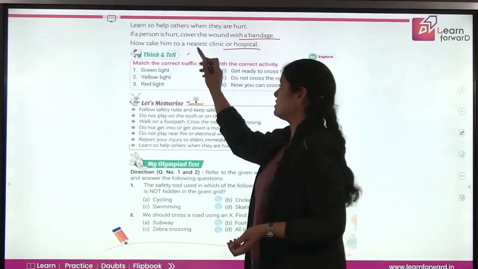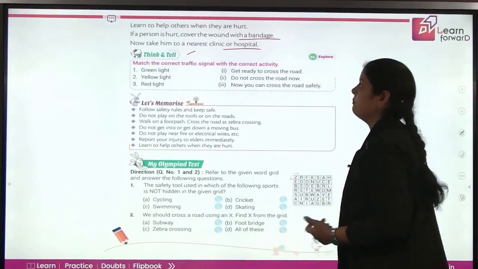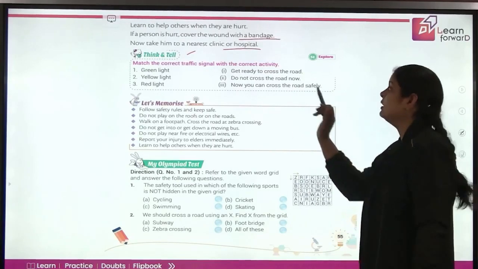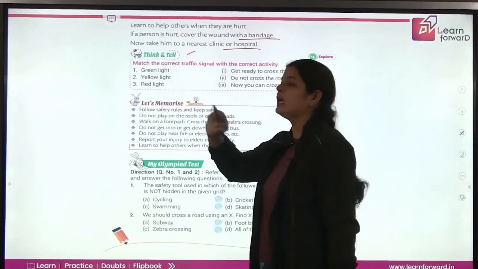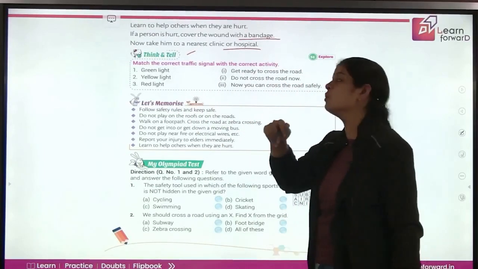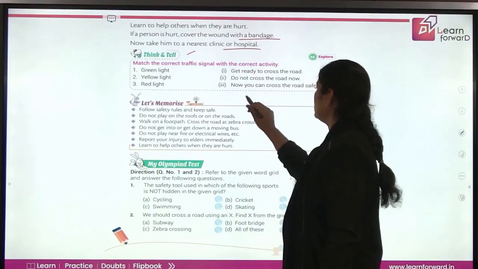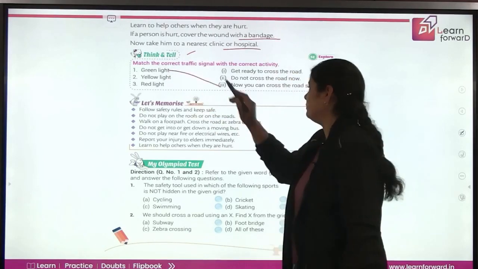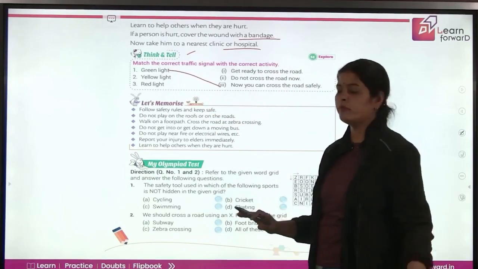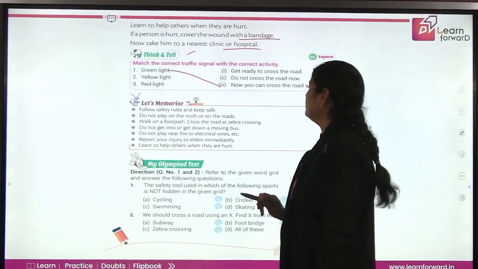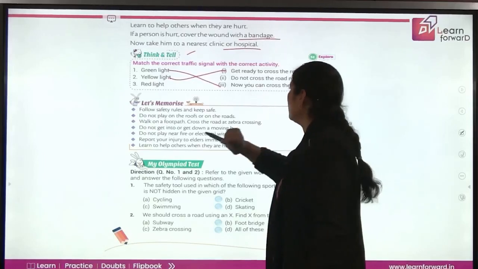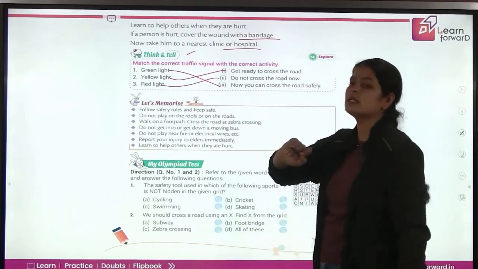Now questions. Think and tell. Match the correct traffic signal. I have just explained this in the previous slide. Green light says go, move. It says now you can cross the road safely, because no vehicles are moving. Yellow light: get ready to cross the road. And red light: do not cross the road now, because vehicles are moving.